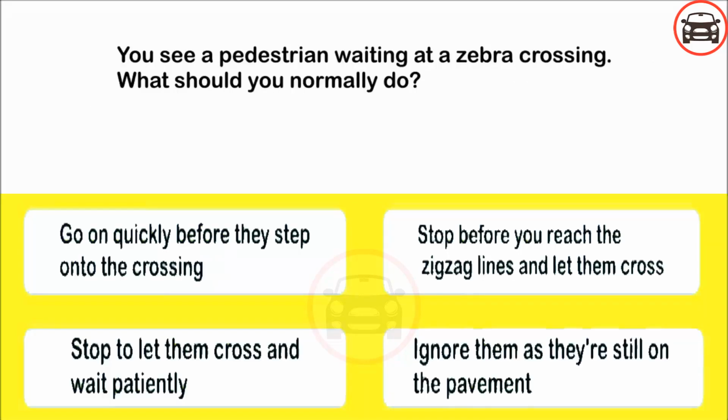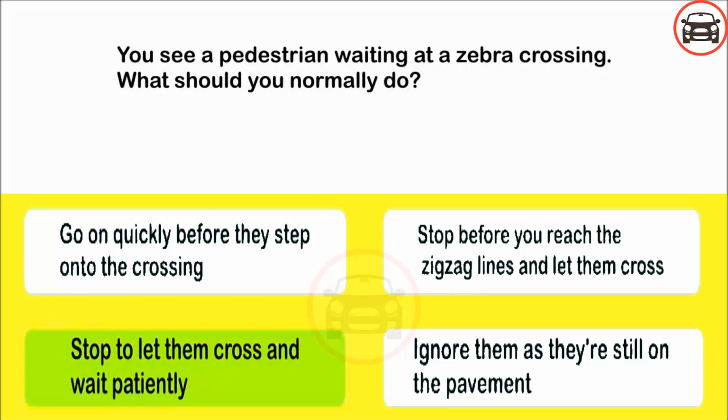You see a pedestrian waiting at a zebra crossing. What should you normally do? Go on quickly before they step onto the crossing. Stop before you reach the zigzag lines and let them cross. Stop to let them cross and wait patiently. Ignore them as they're still on the pavement. Stop to let them cross and wait patiently.